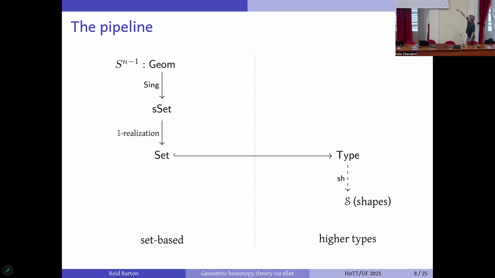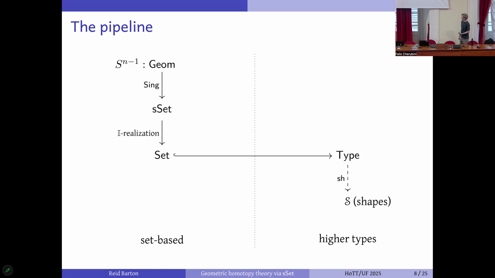I can start with one of these geometric objects, and I'm going to apply a sequence of constructions to it. First, I'm going to apply some construction to turn it into a simplicial set, and then I'm going to take my simplicial set and somehow realize it into just a single set. All of this stuff on the left side of the diagram is happening with set level objects, but it's still happening within homotopy type theory. It's just that the only objects that appear are zero truncated. They're either individual sets or simplicial sets or whatever these geometric objects are, which are also set based.